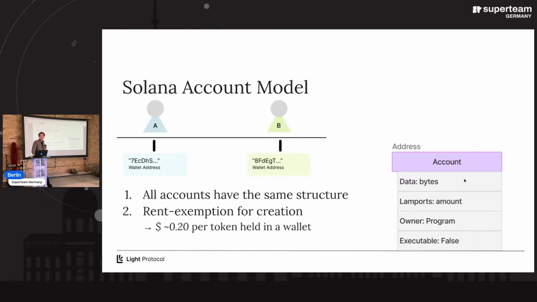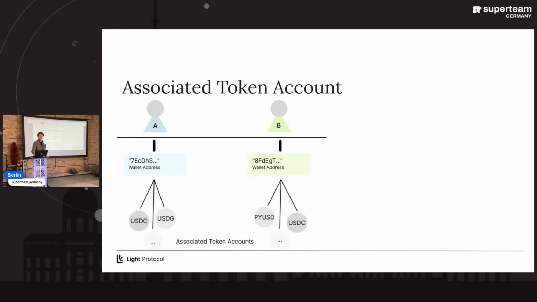It depends on how much data is stored in your account. So for example, if you hold a token in your wallet, you would need to add an extra account, and this costs approximately 20 cents at the current SOL price. Just to make it tangible, thinking from an application perspective, how to factor this into your economics.